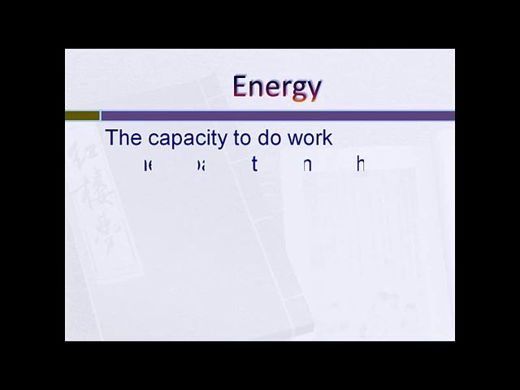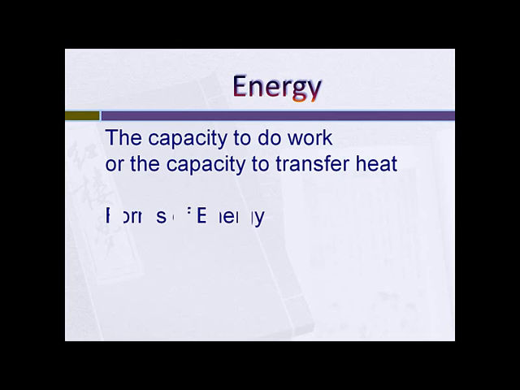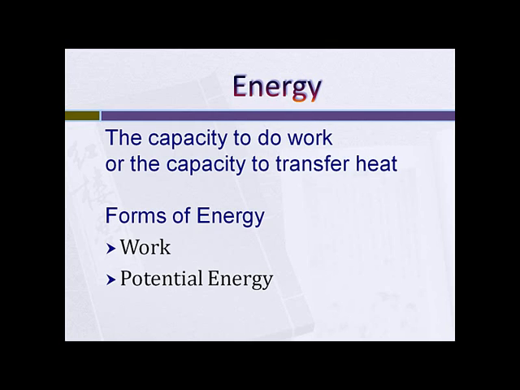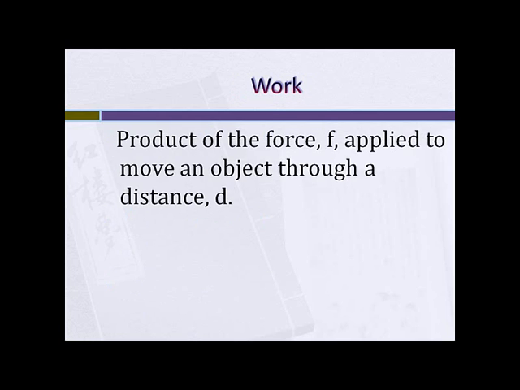Energy is defined as the capacity to do work or the capacity to transfer heat. And of course, energy comes in three forms. We have work, we have potential, and we have kinetic energy. You've probably dealt with kinetic energy and maybe potential, but certainly not work. Work is the product of the force applied to move an object through a distance d, or mathematically, work is equal to force times distance.